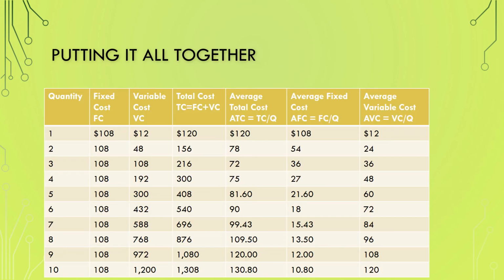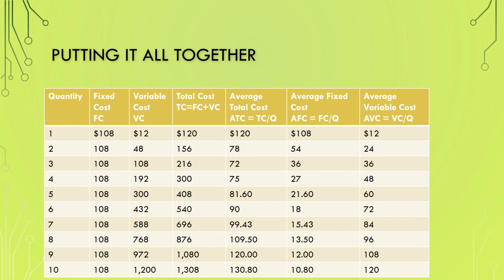All right, finally, putting it all together. You do not need to copy all of these numbers, but what this is showing us is some numerical examples of what we have just discussed. You see the quantity increasing from 1 to 10. Fixed costs remain unchanged. Our average fixed costs, you'll see over towards the right, but fixed costs remain the same. They don't depend on the quantity produced.